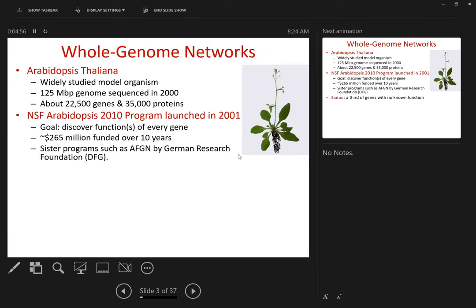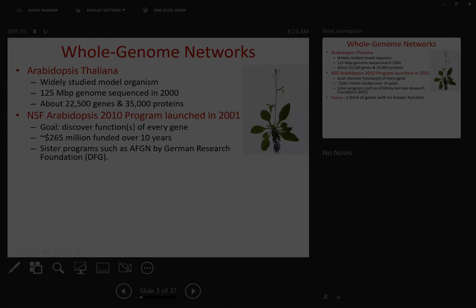So let me motivate this work by giving you an example back around 2010. So we kind of initiated this work around 2007 or so. But the best way to introduce this work is to show you this motivating example. So what you're seeing here is a plant called Arabidopsis thaliana.